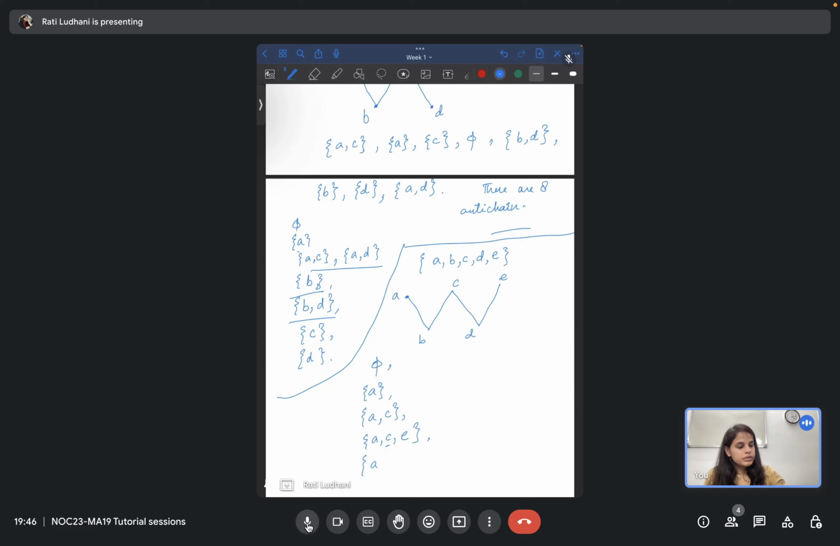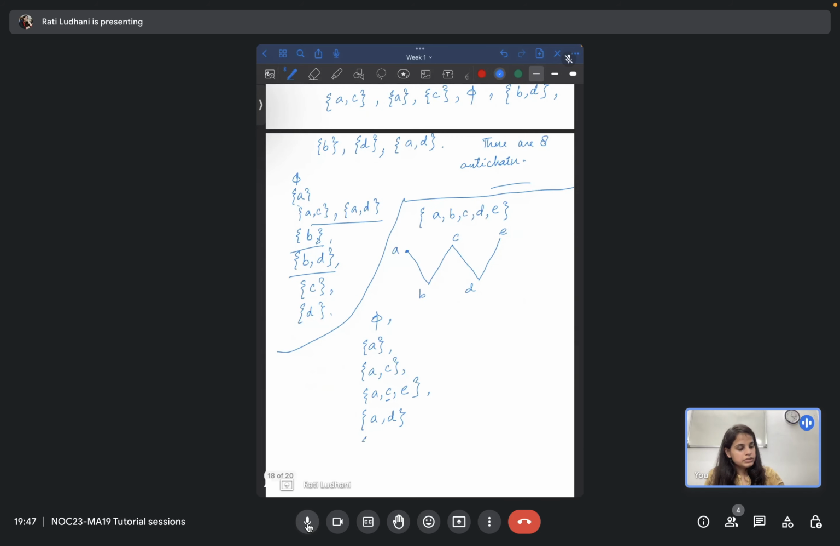Other than with A, what can you take other than C? You can take D, right? So D you can take. Then when you have taken D, you cannot take E, so it should be done. So remember, there is no relation between A and E, because there is no edge from the downward side.